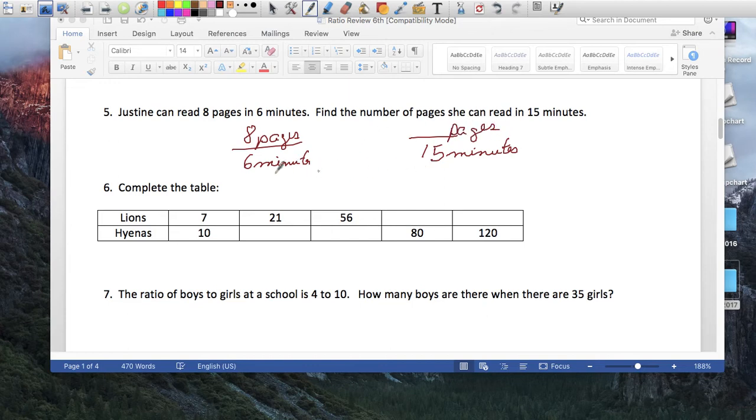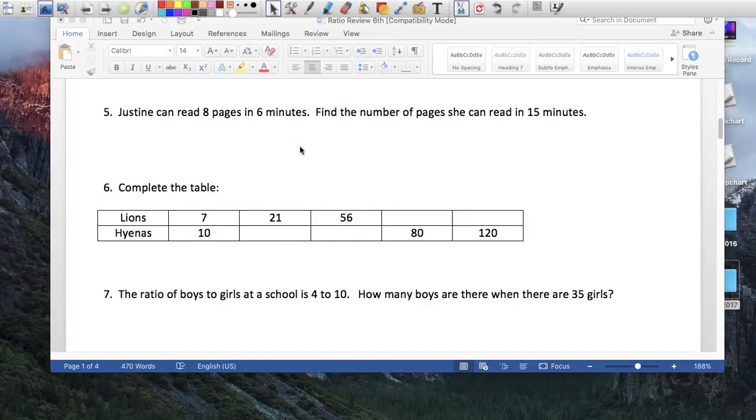So no relationship, as you can tell, between 6 and 15. Nothing times 6 gives you 15. So you might want to change this fraction here to something else. Reduce it, scale up, scale down, find a way of finding a relationship. So I guess the easiest way, you could divide this by 2, because I can divide the top by 2 as well. And you're going to get 6 divided by 2, 3 minutes. And 8 divided by 2, you're going to get 4 pages. These two fractions are equivalent. It means the same thing, but the advantage is that now I have a relationship with 15, which is times 5. And I'm going to multiply the top times 5, and we get our answer. So in 15 minutes, she can read 20 pages. Okay.